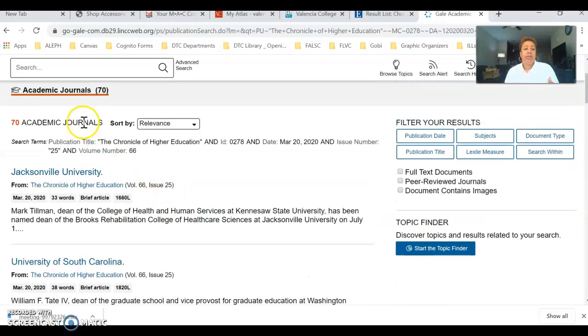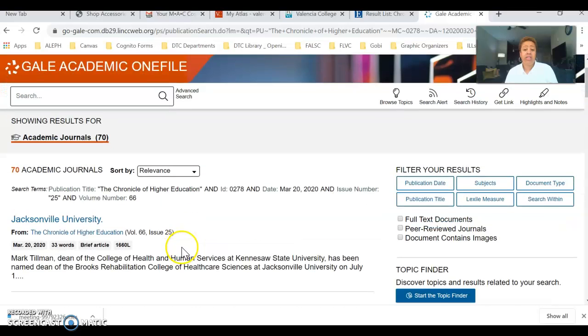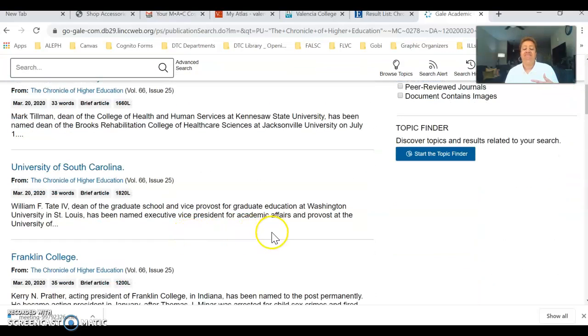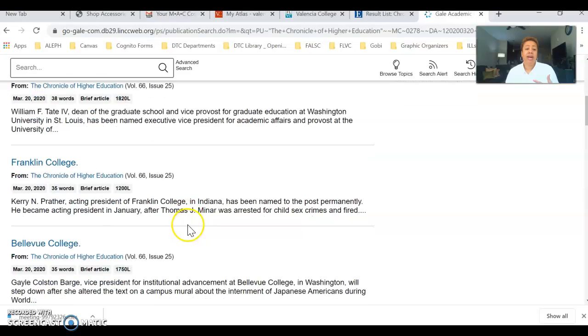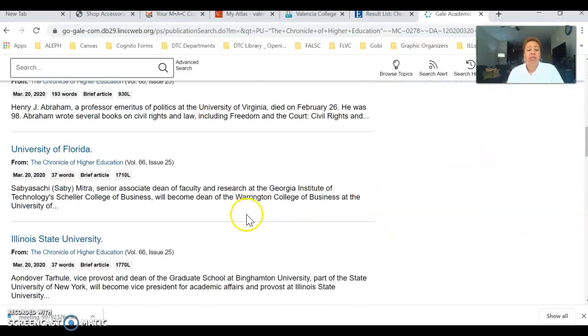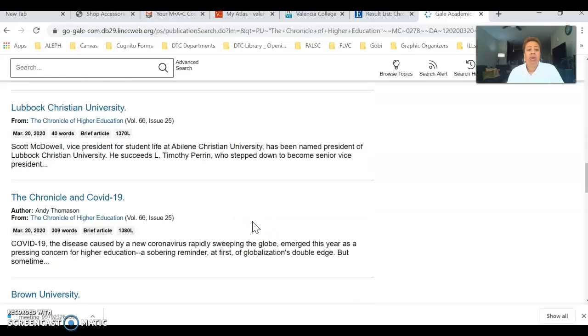When we look at that particular issue, there look to be 70 articles within it. You can narrow it down to full text only if you're looking for peer-reviewed articles. But like me, I'm just going to leave it like it is for right now, trying to see what these articles might be about.